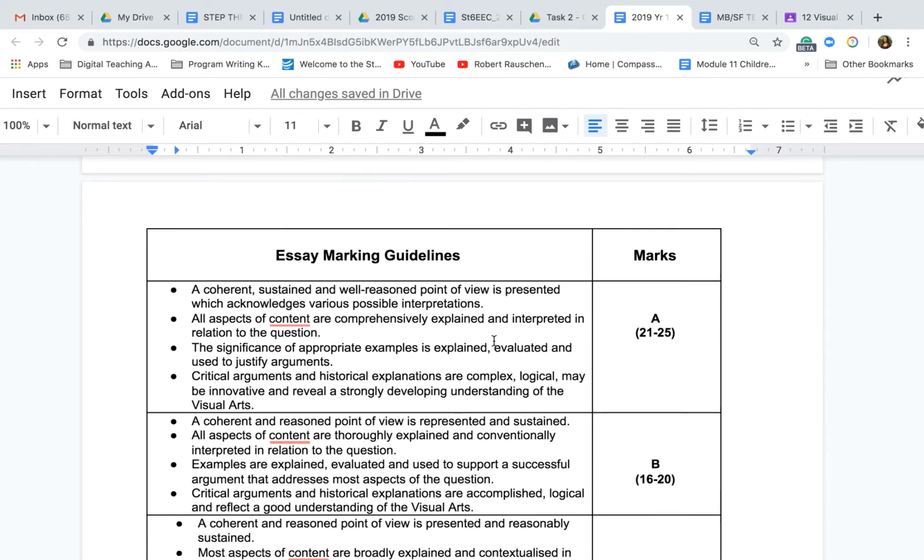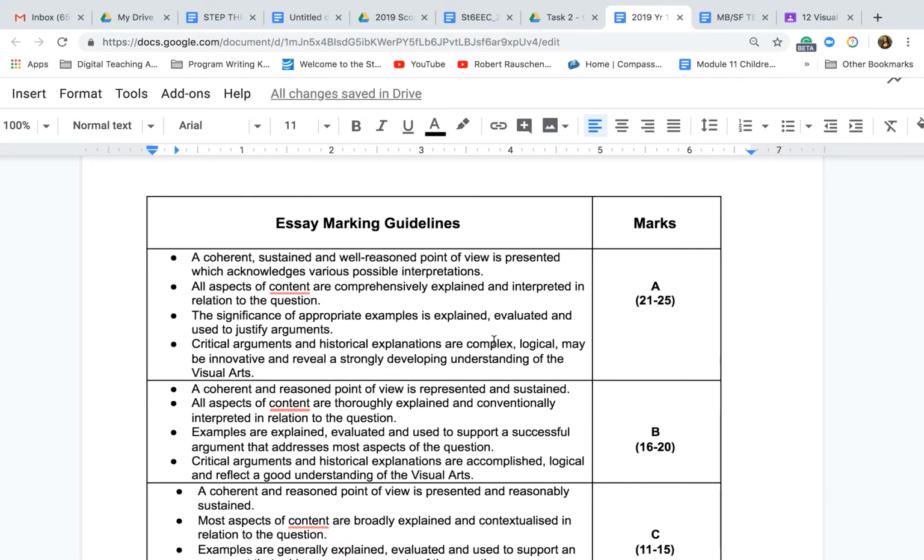So another quick brief look at the essay marking criteria, which I'm sure you have heard over and over again, and I know some of these things I'm just going to keep repeating because I can't really express how important these things are. But just a few things that maybe are new and that I can express some new light on. So the first point: a coherent, sustained, and well-reasoned point of view is presented, which acknowledges various possible interpretations.